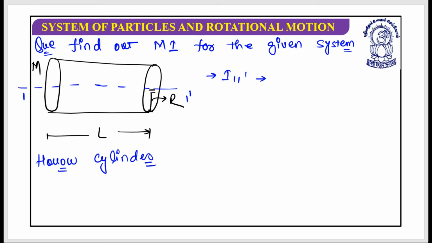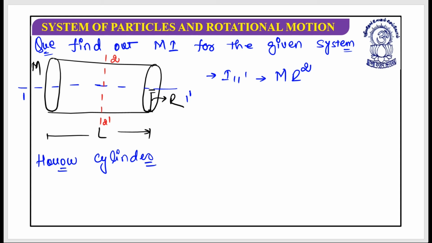If it was a solid cylinder, I will assume a circular disc. So this I11 dash could be written as m r square. That's it. It's mr square for I11 dash. If I wish to rotate it from this point, the center of mass location, this is 2 2 dash.